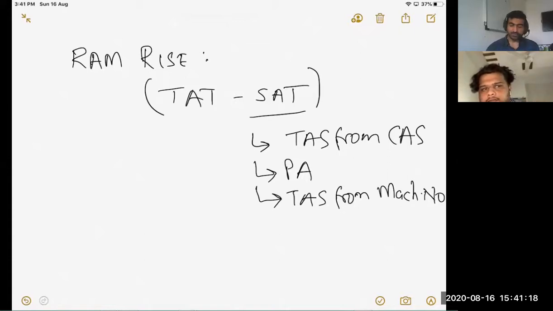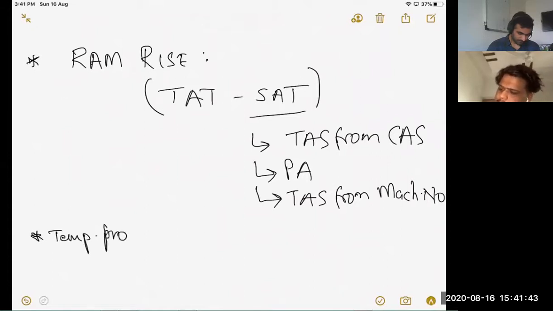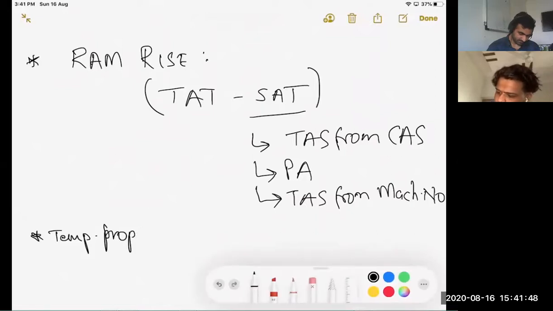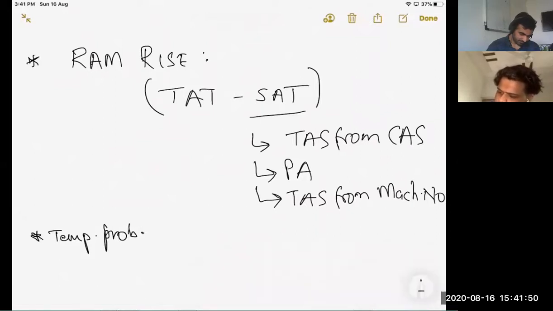What we measure from the temperature probe, the sensing element to measure temperature, is actually the TAT. It is not the SAT. Remember this, it is a very important question. The temperature probe measures TAT.